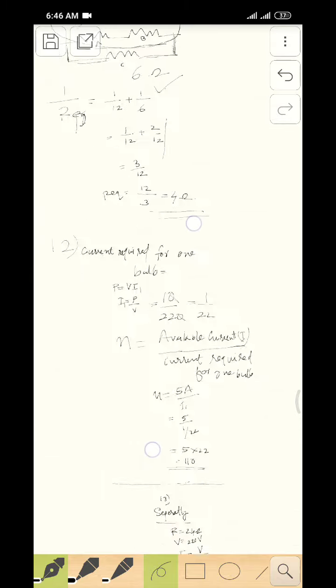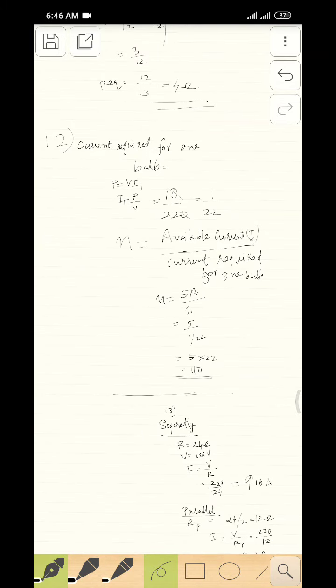Now come to the 12th question. The question is that several electric bulbs designed to be used on a 220 volt electric supply line are rated 10 watt. So the power consumption by one bulb is given as 10 watt. How many lamps can be connected in parallel with each other across the two wires of the 220 volt line if the maximum allowable current is 5 ampere? So the maximum current which is available is 5 ampere.